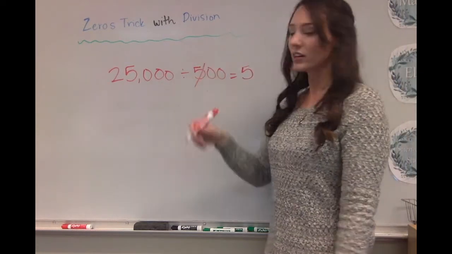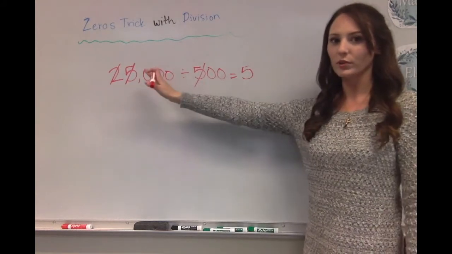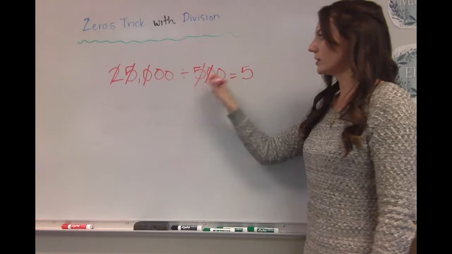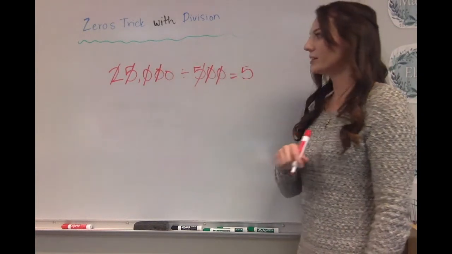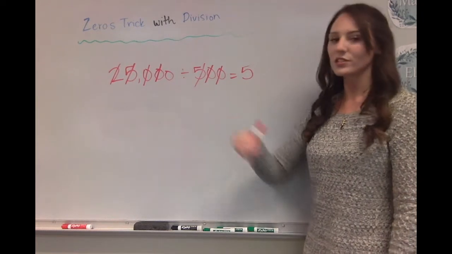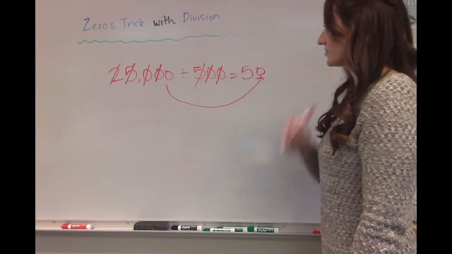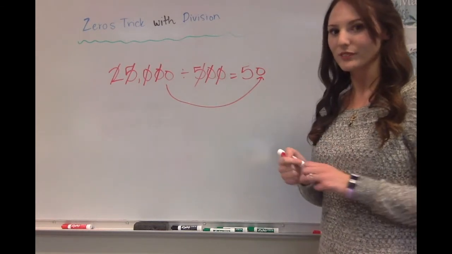And I can cross that out. You don't have to, but I like to just so I can put my attention on the zeros. So I have 1 zero here, 1 zero here, cross them both out. 1 zero here, 1 zero here, cross them both out. I have 1 zero left. I will add that to my answer, and I get 50. 25,000 divided by 500 equals 50.